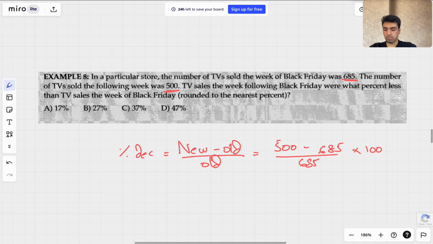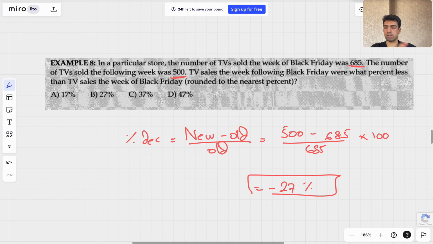So if you solve for this, you get 500 minus 685 divided by 685 times 100. It'll be minus 27%, right? So that tells you that it's decreasing by 27%. So that's a 27% decrease.